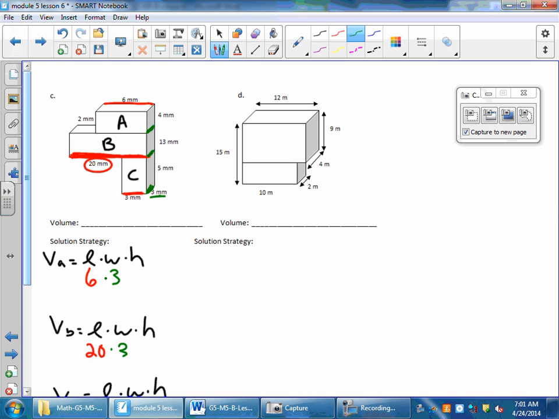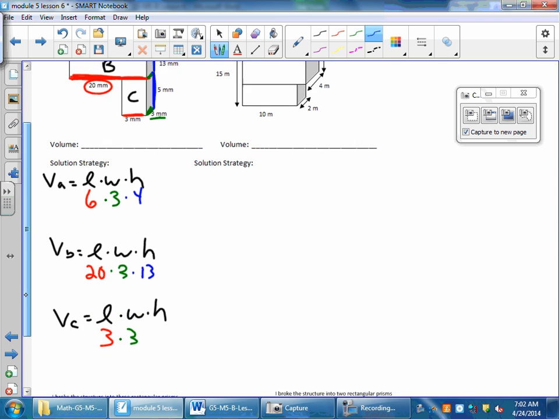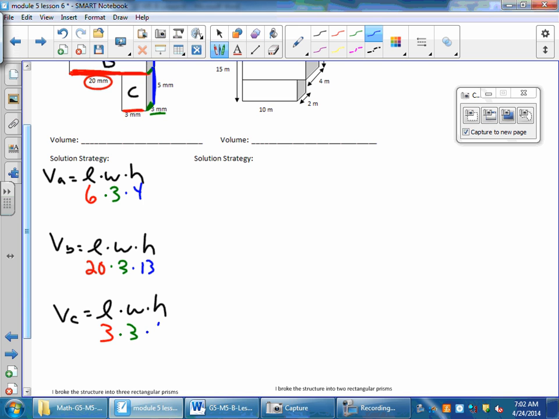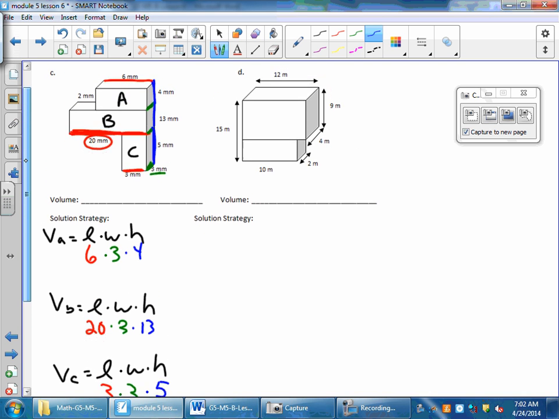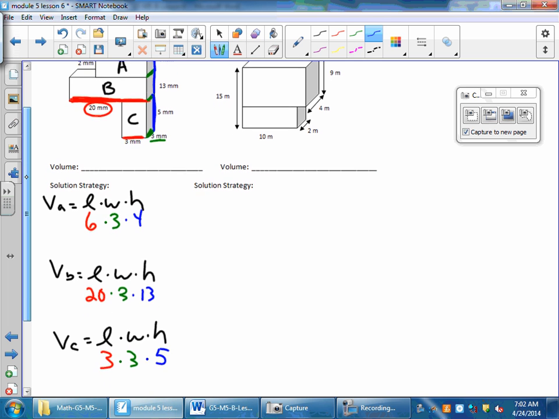Finally, my height for each is clearly listed. 4 for structure A, 13 for structure B, although it's not drawn to scale because the 13 does not look taller than the 5 that we're given here in structure C. So again, poorly constructed question, but we'll solve it the way it is.